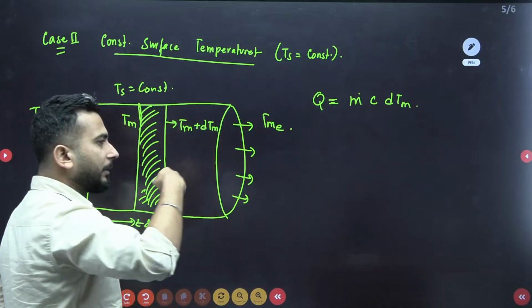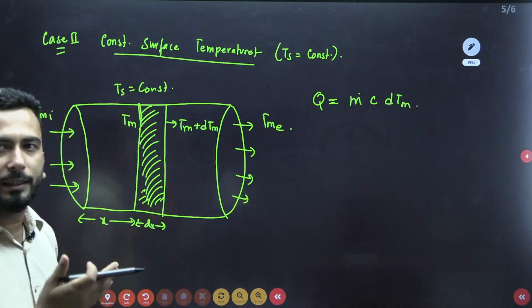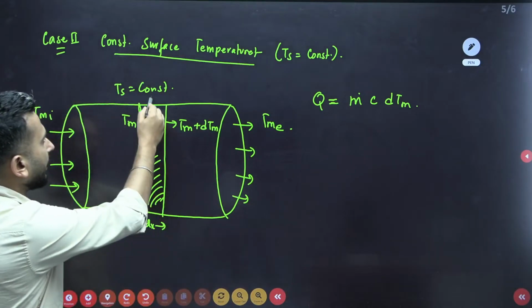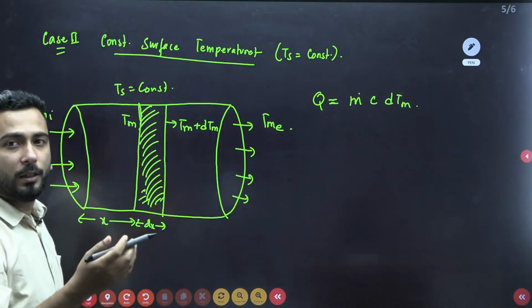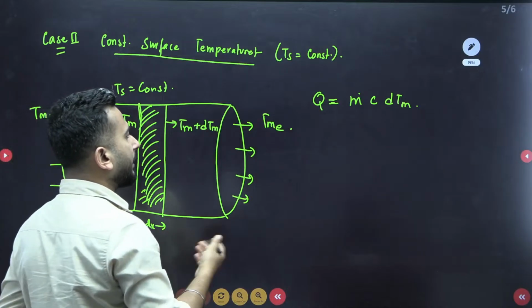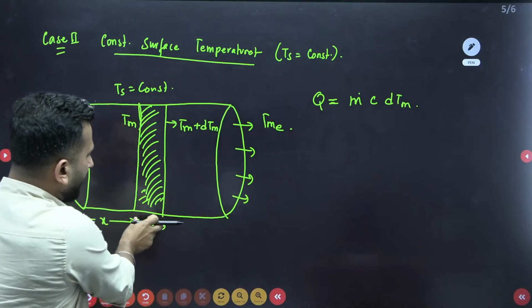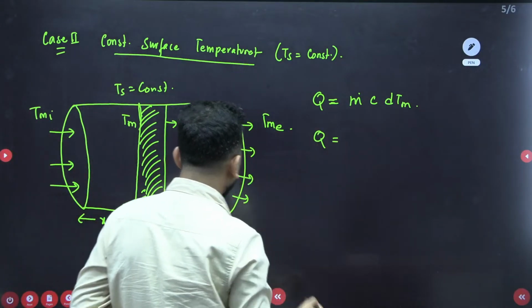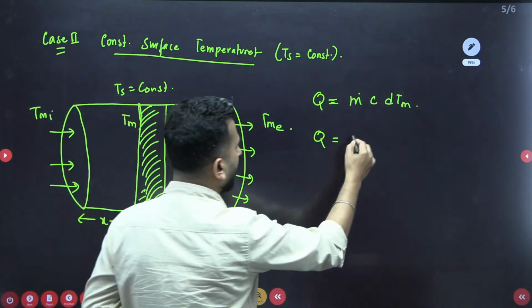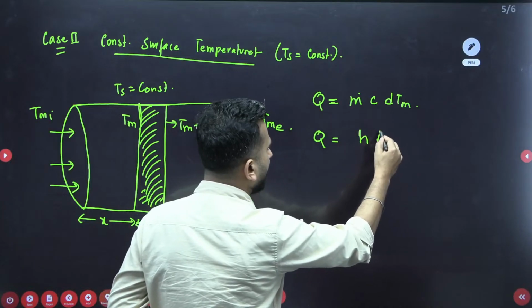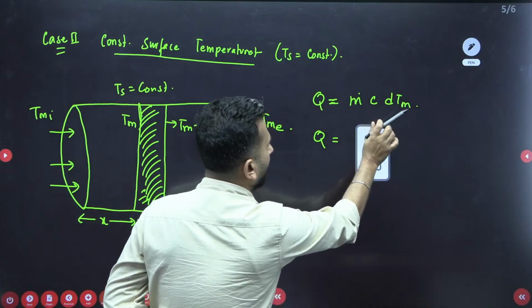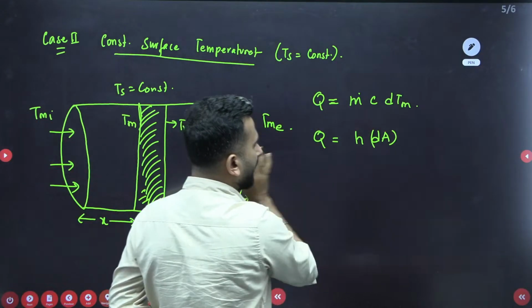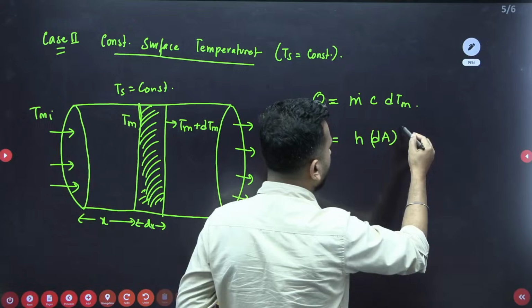So when an increase in fluid energy is taking place, someone must transfer it. Who is transferring? The pipe is hot, so the pipe will transfer the energy. For this dx, how much energy is being transferred? h into dA. Why dA? Because we are considering an elemental area.